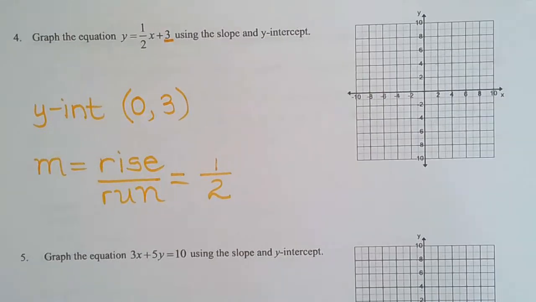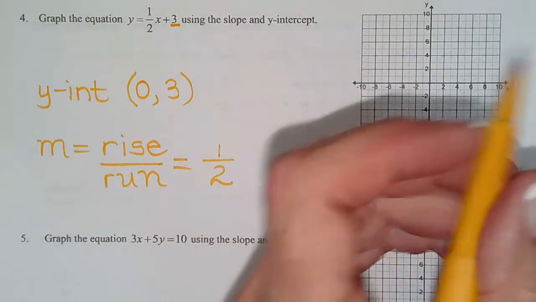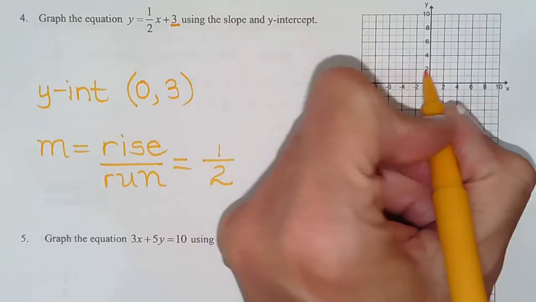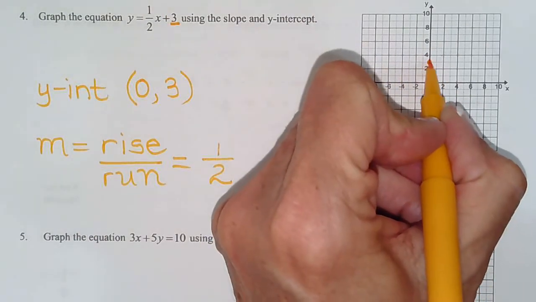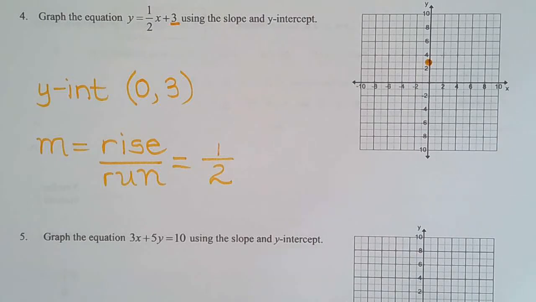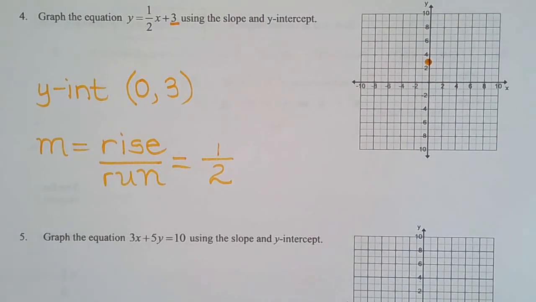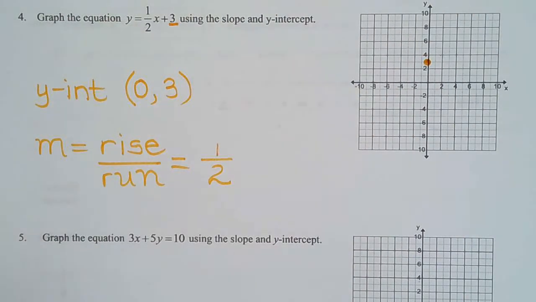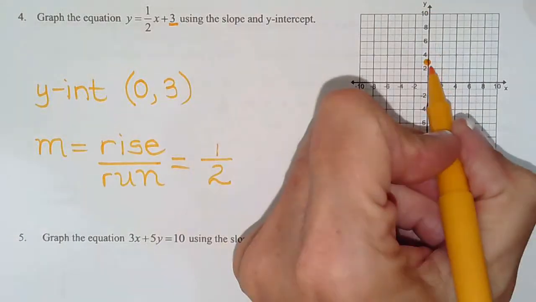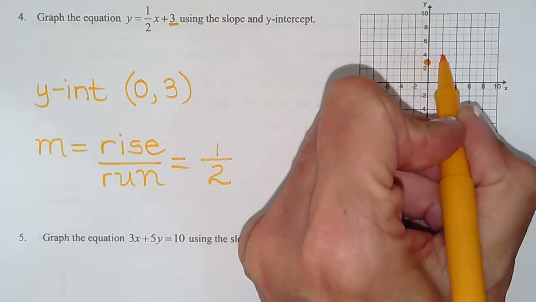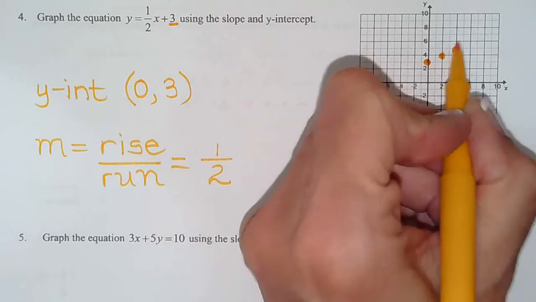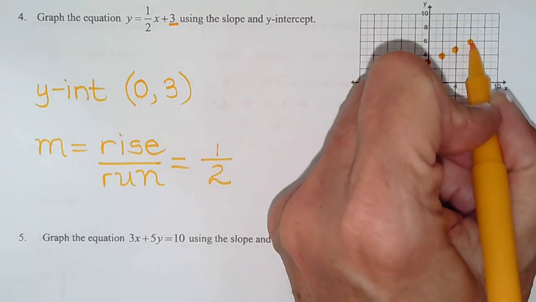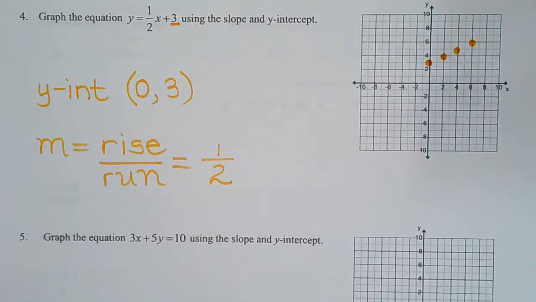So then we plot the point (0, 3), which the other side of page 11 told us to do first. And from that point, we rise 1 and run 2. So rise 1, run 2, make a point. Rise 1, run 2, make a point. And you can do as many points as you want.